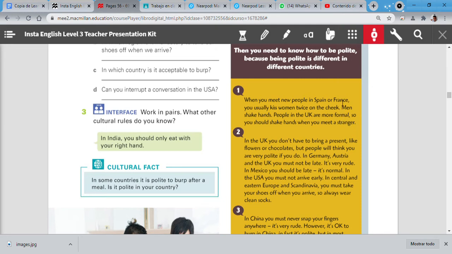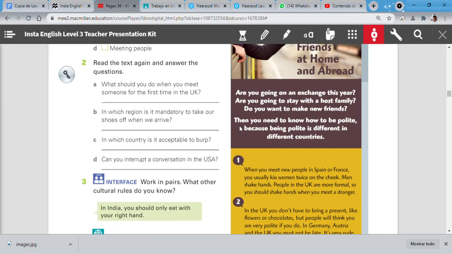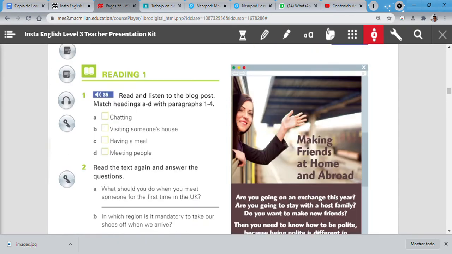When you meet someone for the first time, in many cases, not in all cases, you sometimes kiss on the cheek. Teacher, what is kiss on the cheek? It's like un beso en la mejilla. But in the UK it's not okay. When some people meet for the first time, they shake hands. So, what is number one? What could be the possible heading?